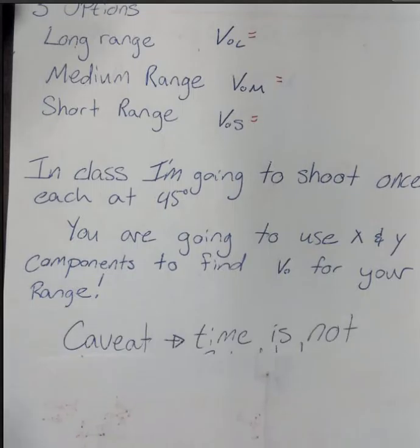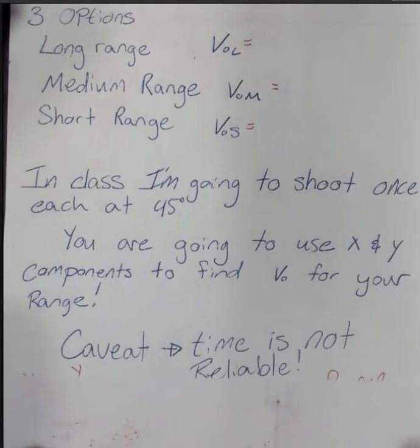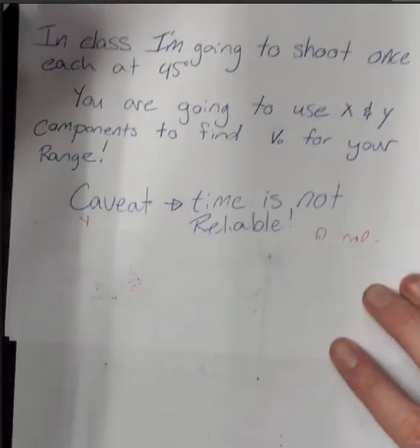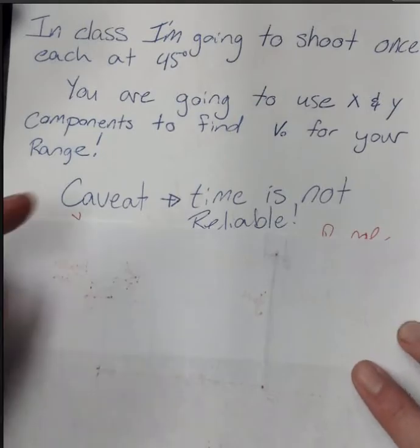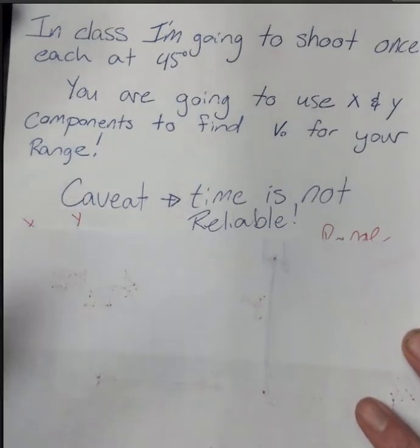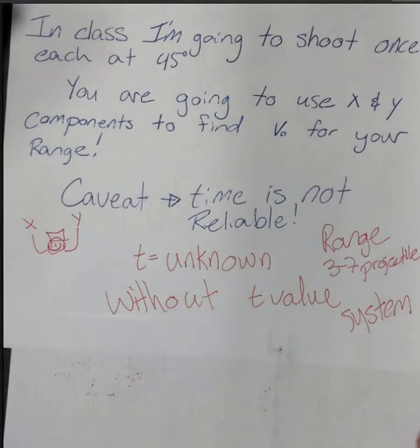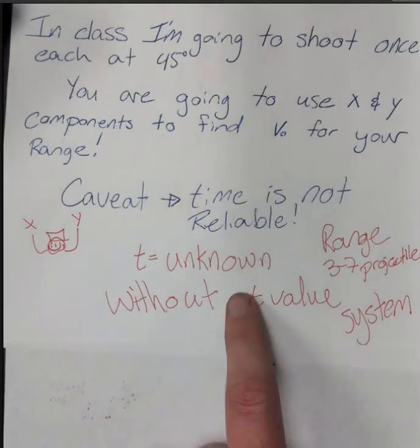But there is one caveat, and that caveat is that time is not reliable. And since time is not reliable, we've talked a lot before about how reaction time is significant. So for a very short period measurement, that time is not going to be very accurate, and that's going to ruin your X and Y measurements, and it's going to cause you to fail the lab. It means that your time is going to be an unknown, and you're going to have to be able to calculate for the initial velocity without using a time value.